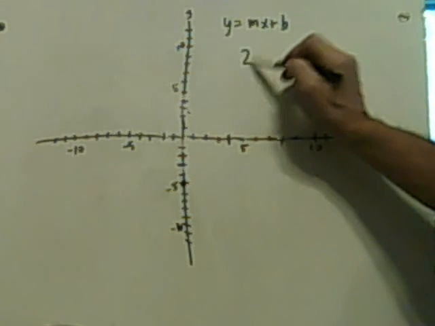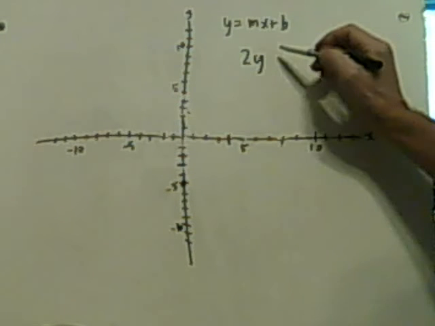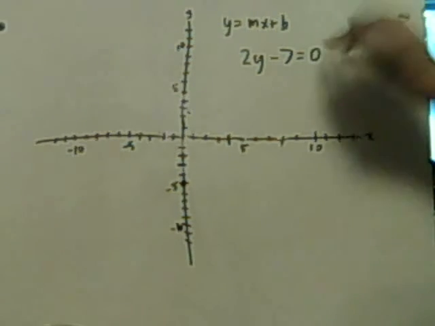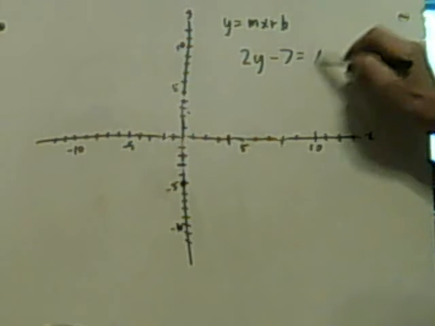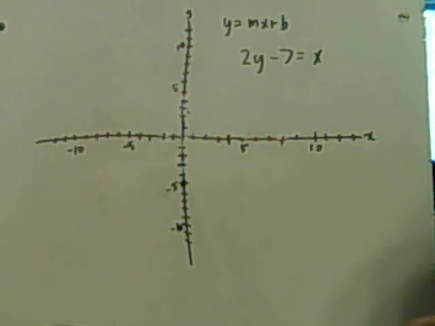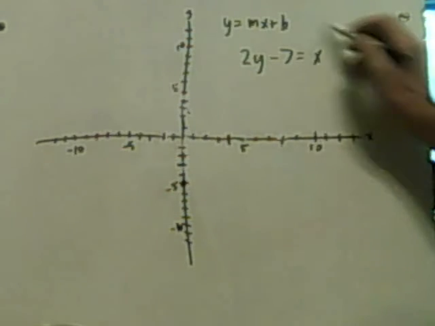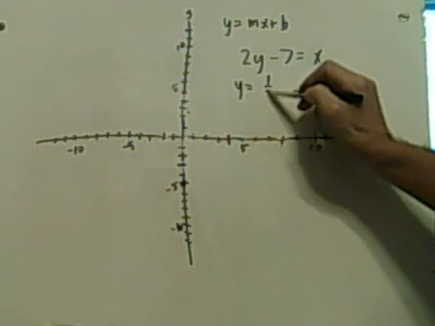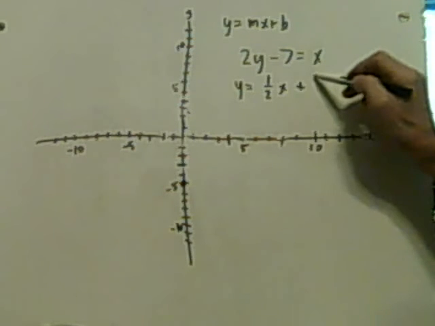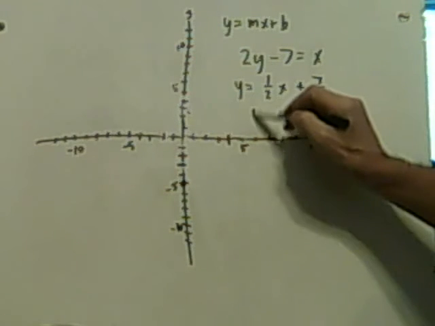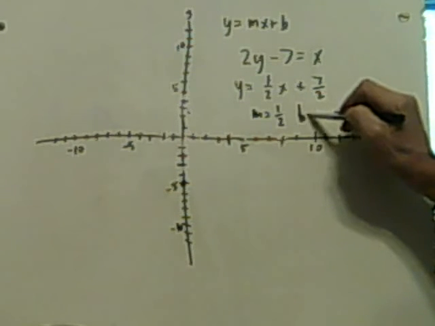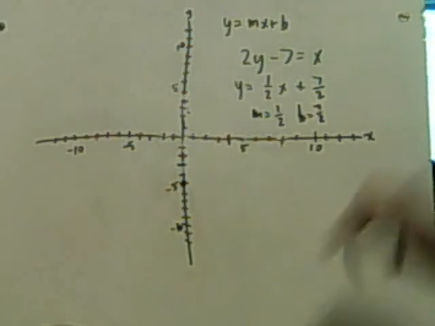Now let's go to this one: 2y minus 7 equal to x, I'm sorry, I misread that. Okay, so we want to get this to look like y equals mx plus b, so we take the 7, put it to the other side, and divide by 2. Y is equal to 1/2 x plus 7 divided by 2. m equals 1/2, b equals 7/2.